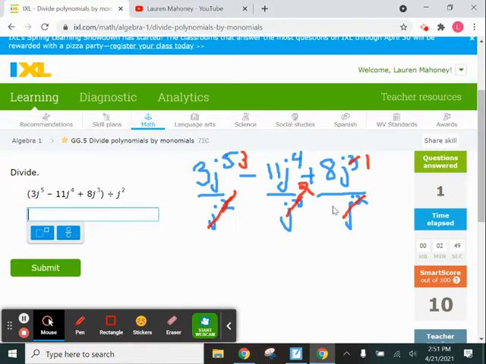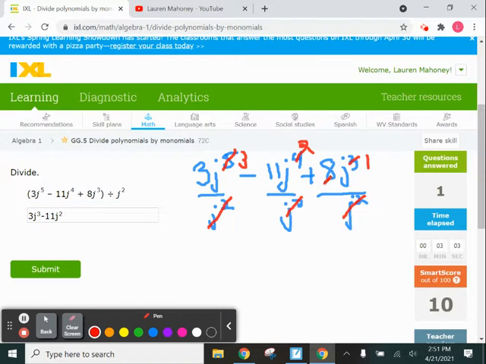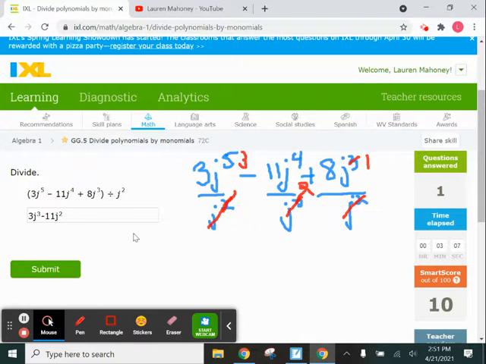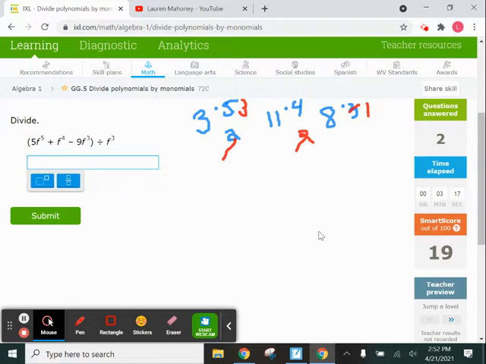So my final answer would be 3j to the 3rd power minus 11j to the 2nd power, and I guess I wrote the second on the bottom and not at the top there. Oh no, I wrote it correctly. It just jumped around whenever I went back. So minus 11j to the 2nd power and then plus 8j. And that's going to be your final answer for that type of question.